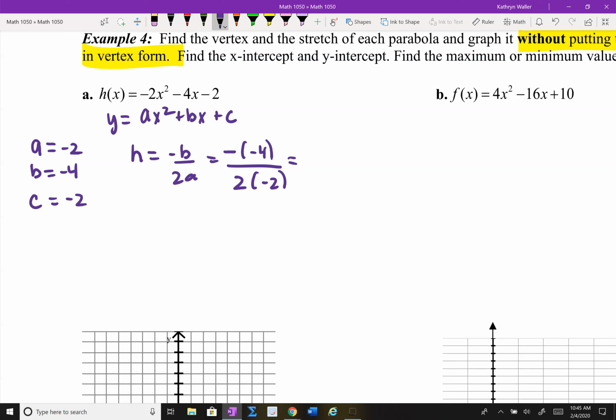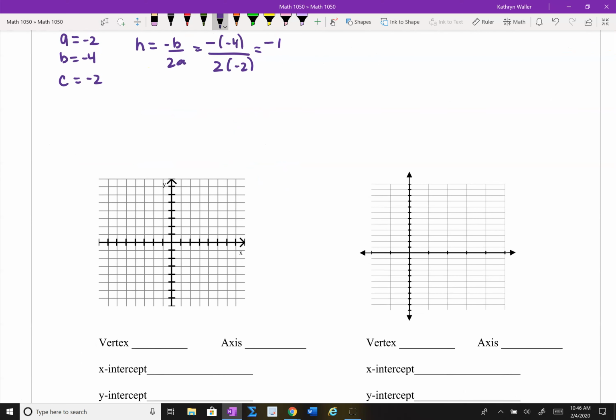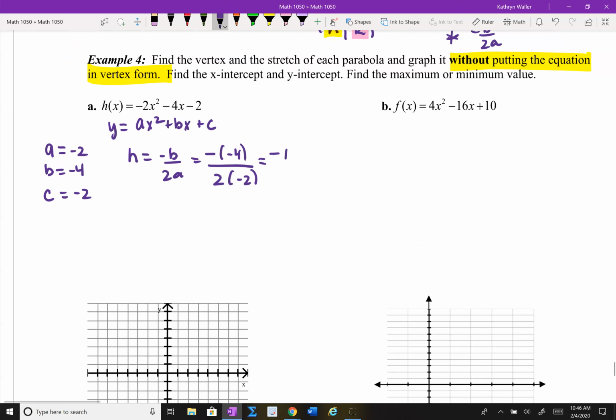You guys, 3 negatives. If you have 3 negatives that are multiplied and or divided, what's the final sign? 3? It's negative. 3 is odd. If you have an odd number of negatives, it's a negative. An even number is positive. So that's going to be 4/4, which is 1. You could put it in your calculator, but I don't think that's necessary. So what you know now, guys, is the x-coordinate of the vertex is -1.